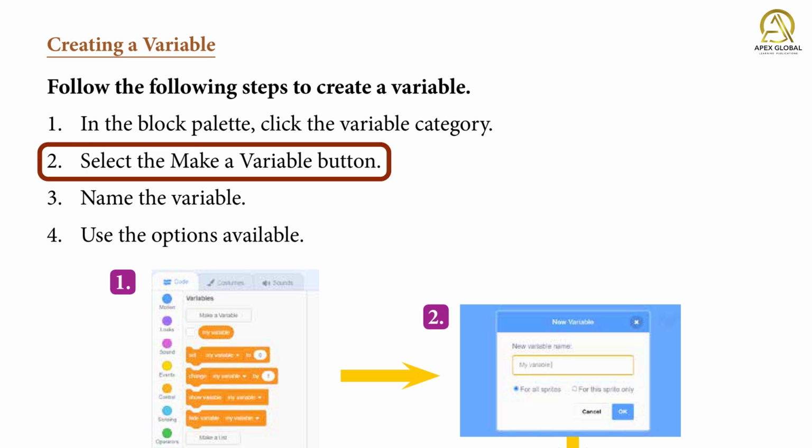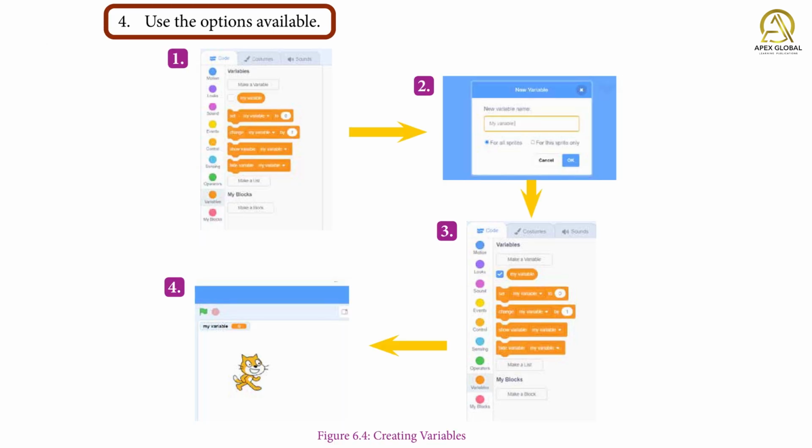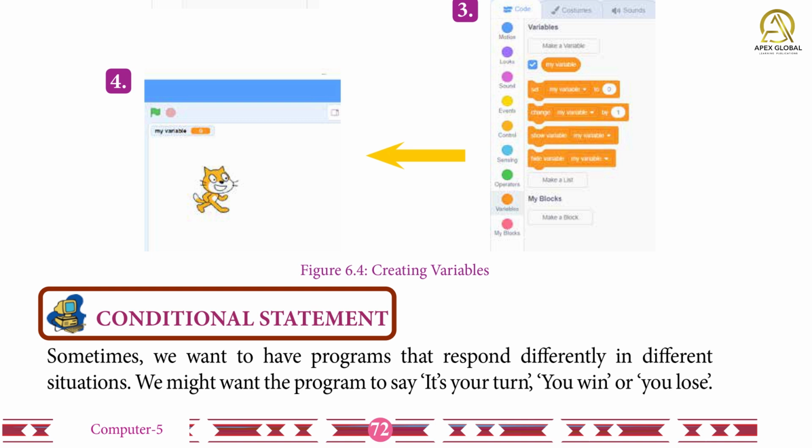Select the Make a Variable button. 3. Name the variable. 4. Use the options available. Conditional statement.